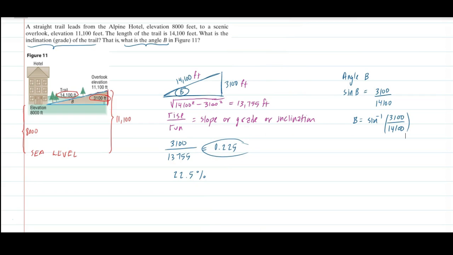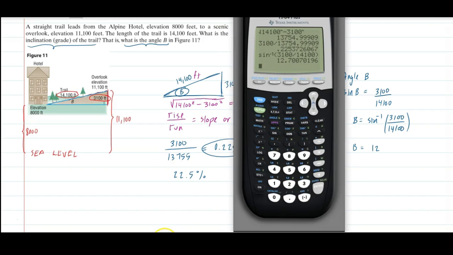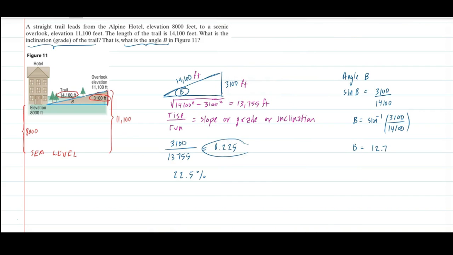All right, remember it's in degrees right now, so B is equal to 12.7 degrees. That is that.